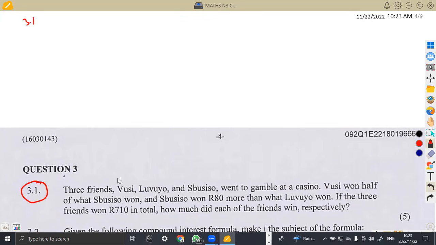Okay. In this case, we've got Vosi, Lovio, and Fusiso. Let's say Vosi got X rand. Then Lovio, let's say she got Y, and Fusiso, let's say she got Z. The first thing is that Vosi won half of Fusiso, which is X. Fusiso is Z. So X is equal to half of Z. That's a statement that you can write, which is the first equation.